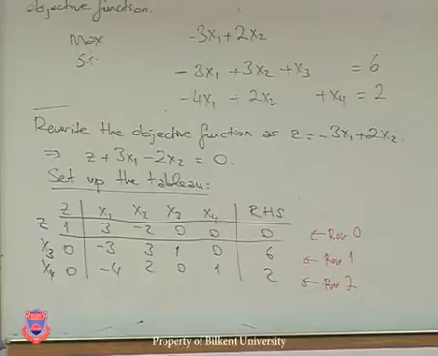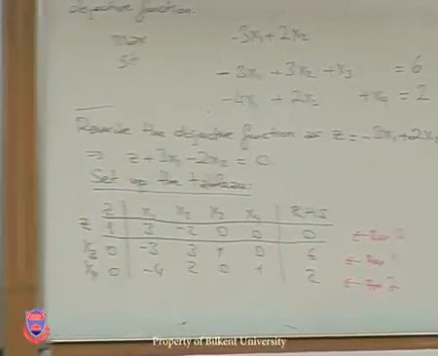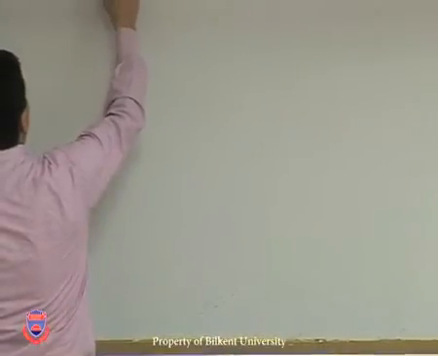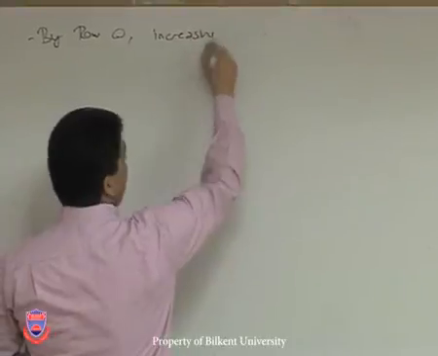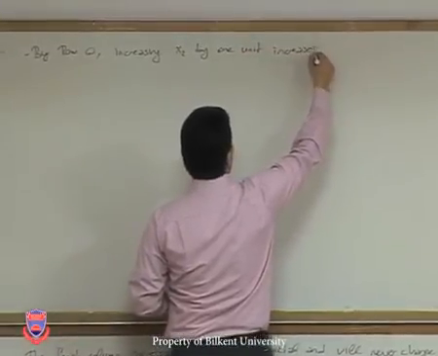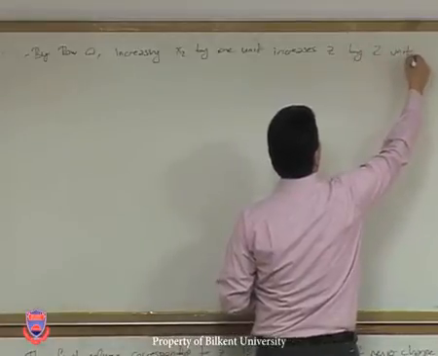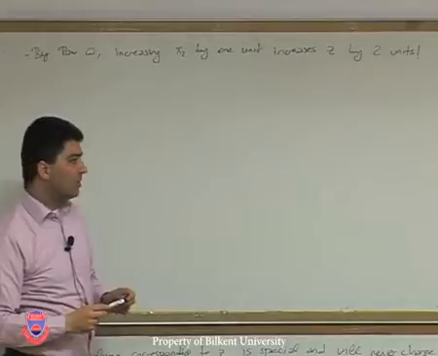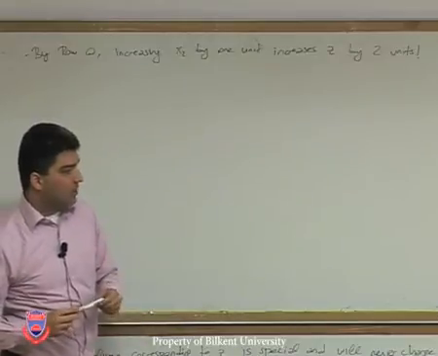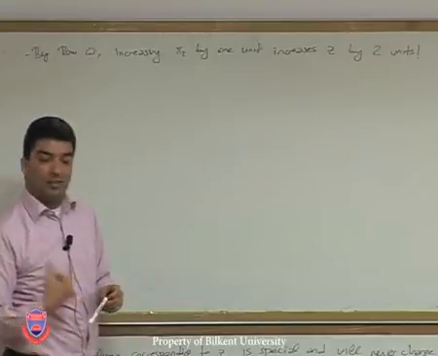I need to have some control over the other variables as well, and that control is nothing but making sure that I stay feasible for my problem. Since I change the value of x2, the values of other variables may also change, so I need to make sure that I still maintain feasibility. I'm going to try to be more specific now. By row 0, increasing x2 by 1 unit actually increases z by 2 units. Why is that true? Because of the equation form of row 0: z is equal to minus 3x1 plus 2x2.